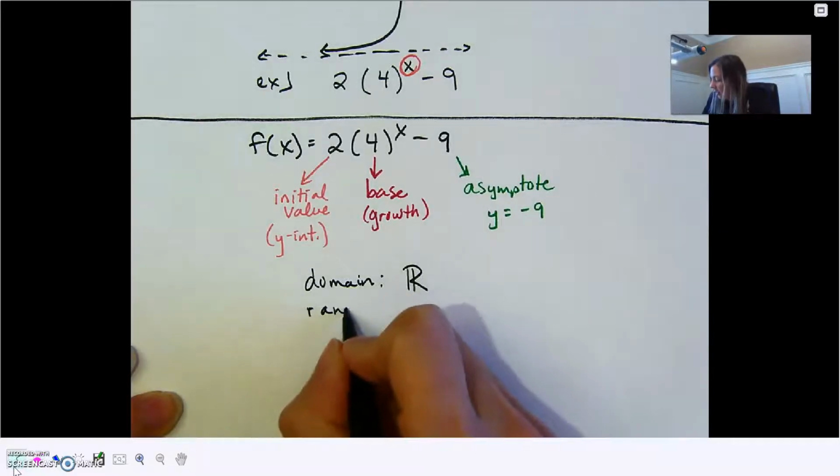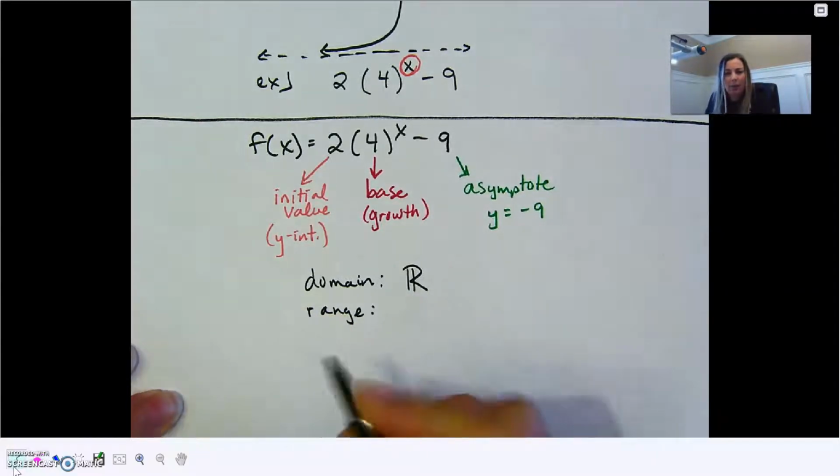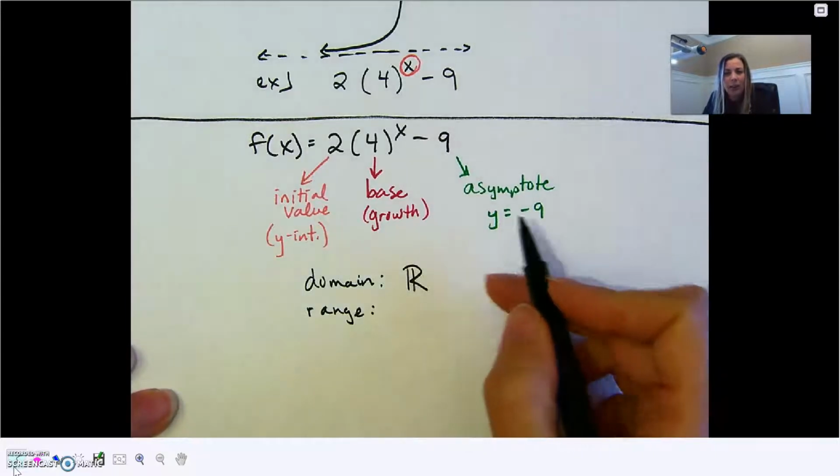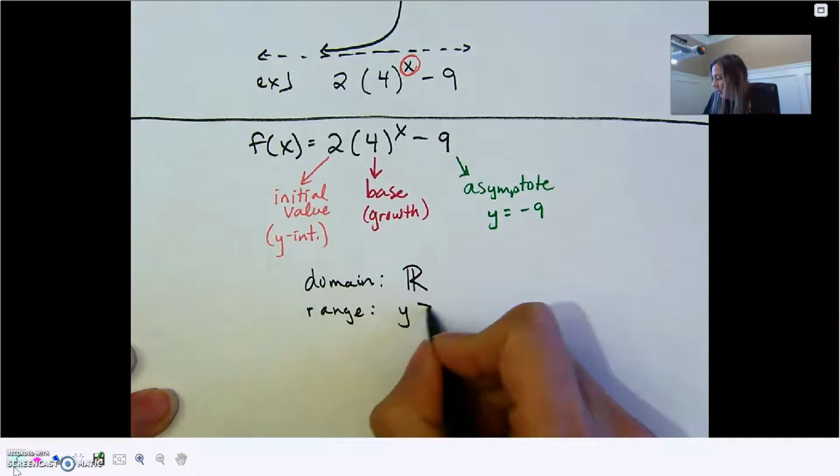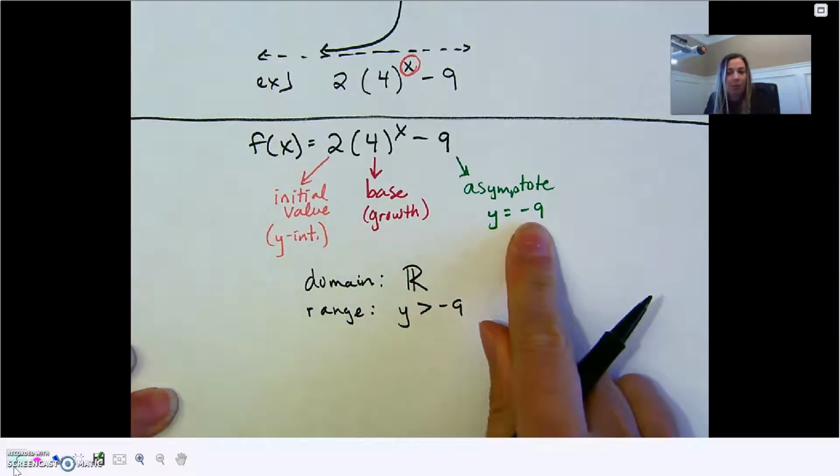Okay, then the second thing is your range. So that describes the y-axis. It's directly related to that asymptote. Since it is growing, we would say that range is greater than that asymptote line.